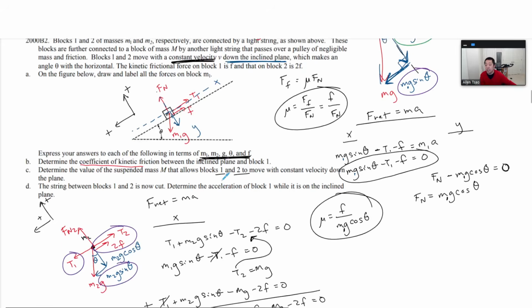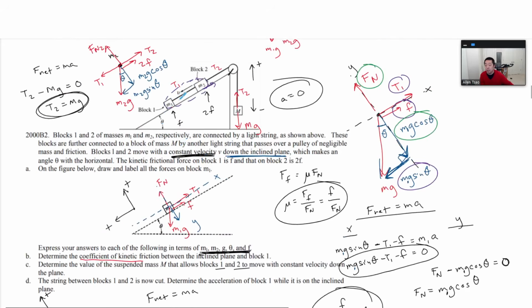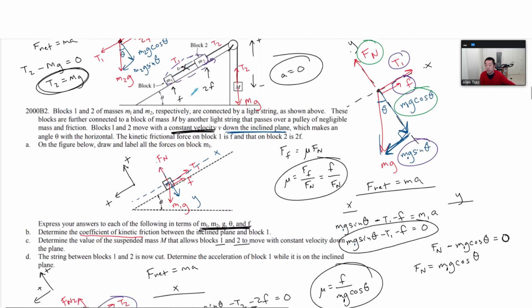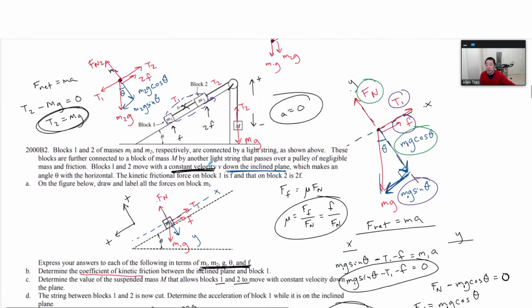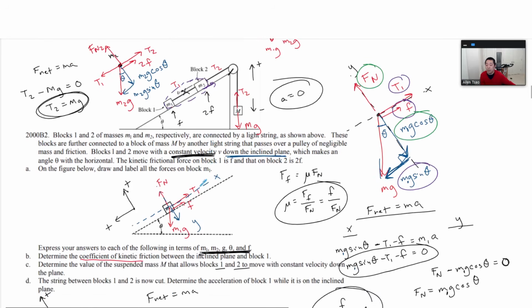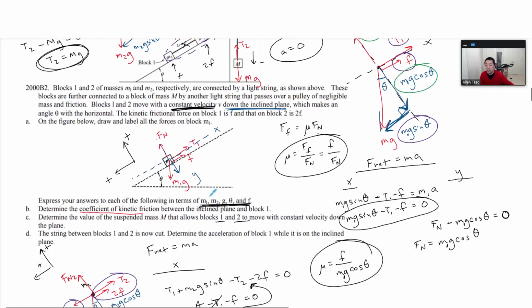And then part D is, if I cut the string now, determine the acceleration of block 1 while it's on the inclined plane. So now, with M1, you go back to your M1 free body diagram, and you say, well, what has changed now that I've cut the string? Well, now the acceleration is not 0, okay? And I now have removed the tension force. That force is no longer there.